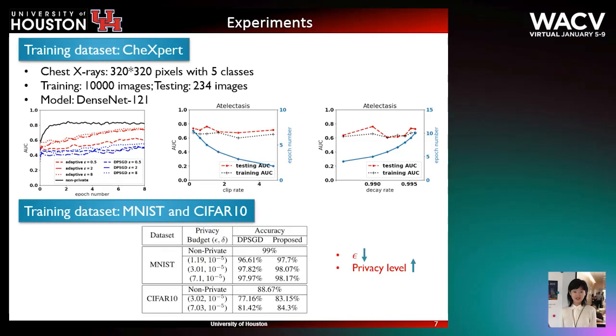We demonstrate the experimental results of the proposed scheme on one medical dataset, CheXpert, and two popular image datasets, MNIST and SVHN. We can observe that our proposed adaptive DP model outperforms the DPSGD model, which adds the same amount of noise to the gradient during each iteration.